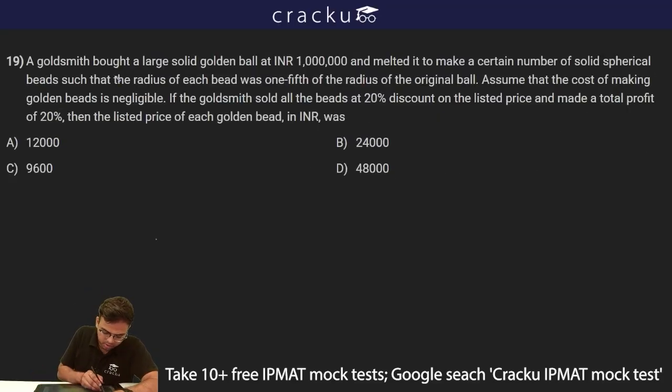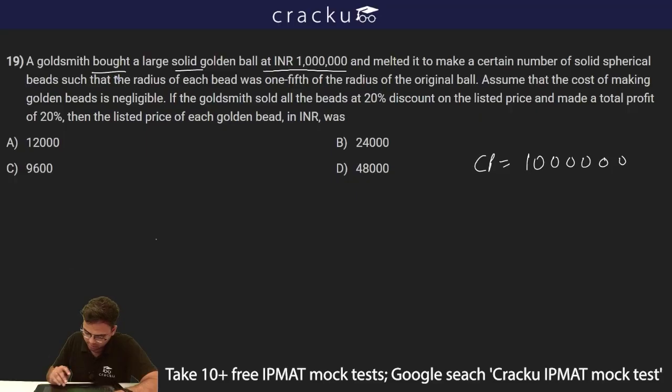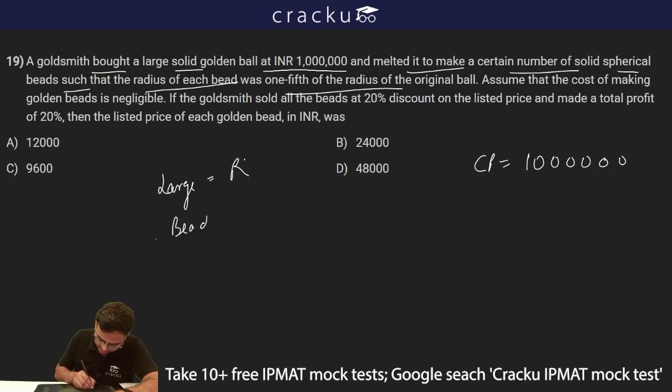A goldsmith bought a large solid golden ball at INR 10 lakhs. So this is 10 lakhs is the cost price of the big ball, and melted it to make a certain number of solid spherical beads such that the radius of each bead was 1/5 of the radius of the original ball. So if the radius of the big ball, large ball, was R, then the radius of the bead will be R by 5. So now since it is melted to form another case and there will be multiple beads, let's say there are n beads.